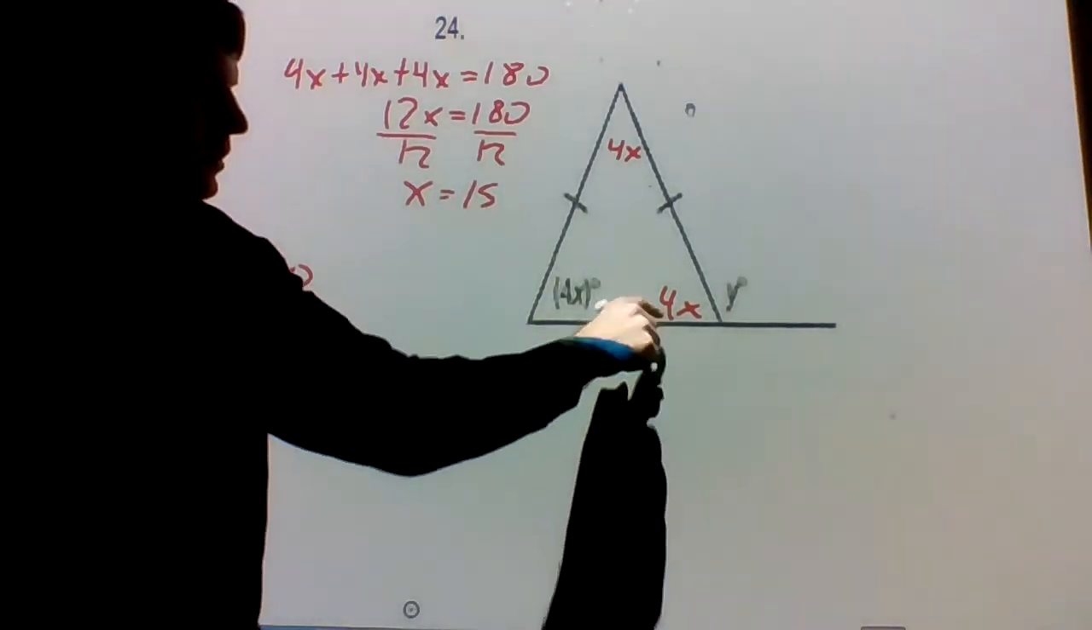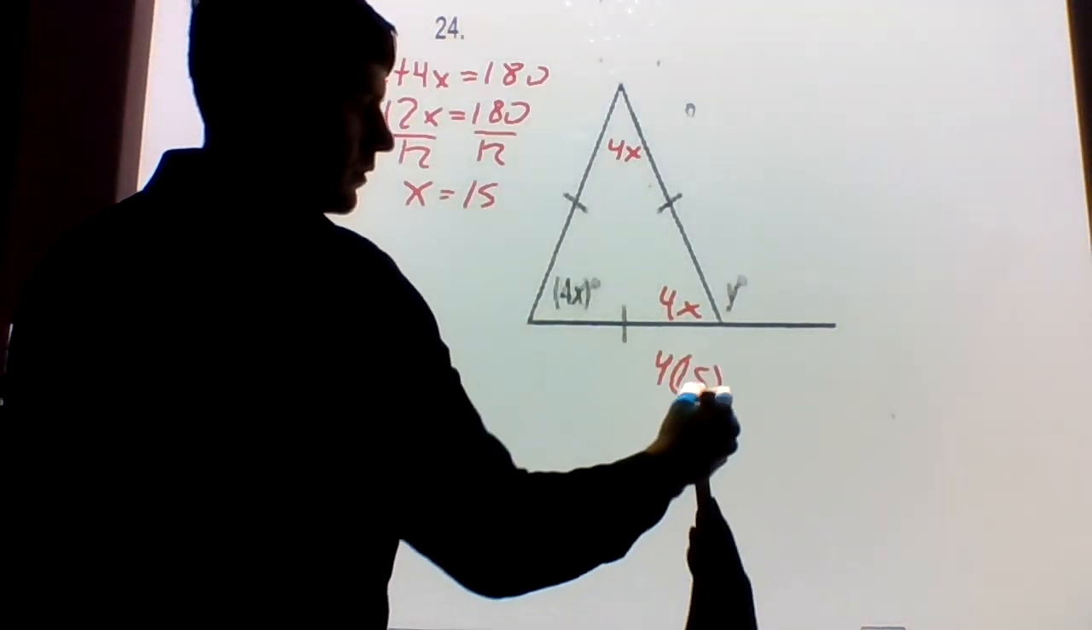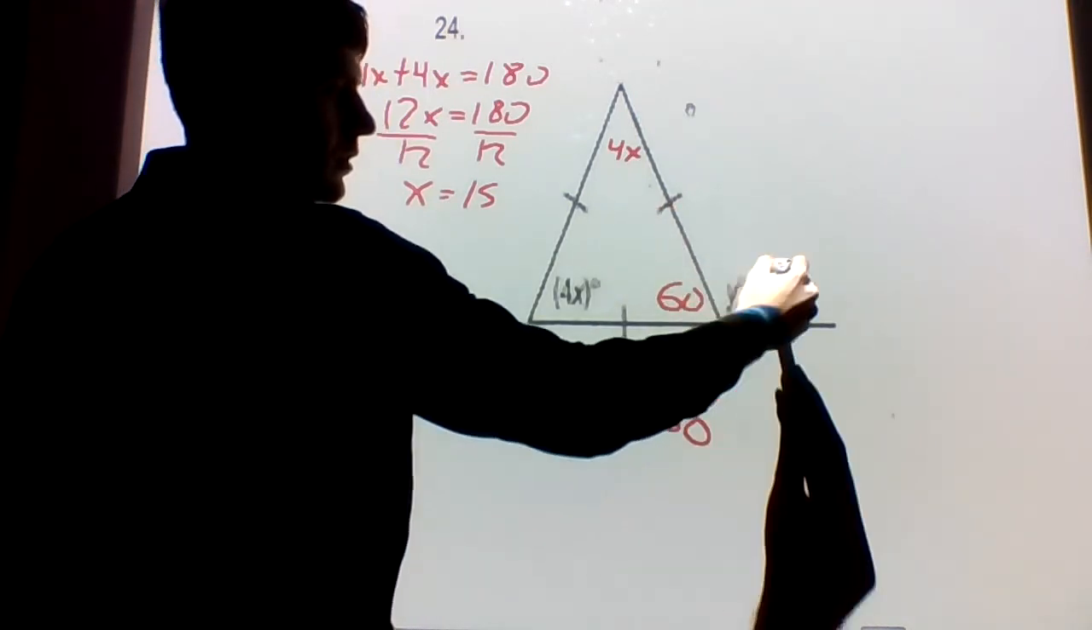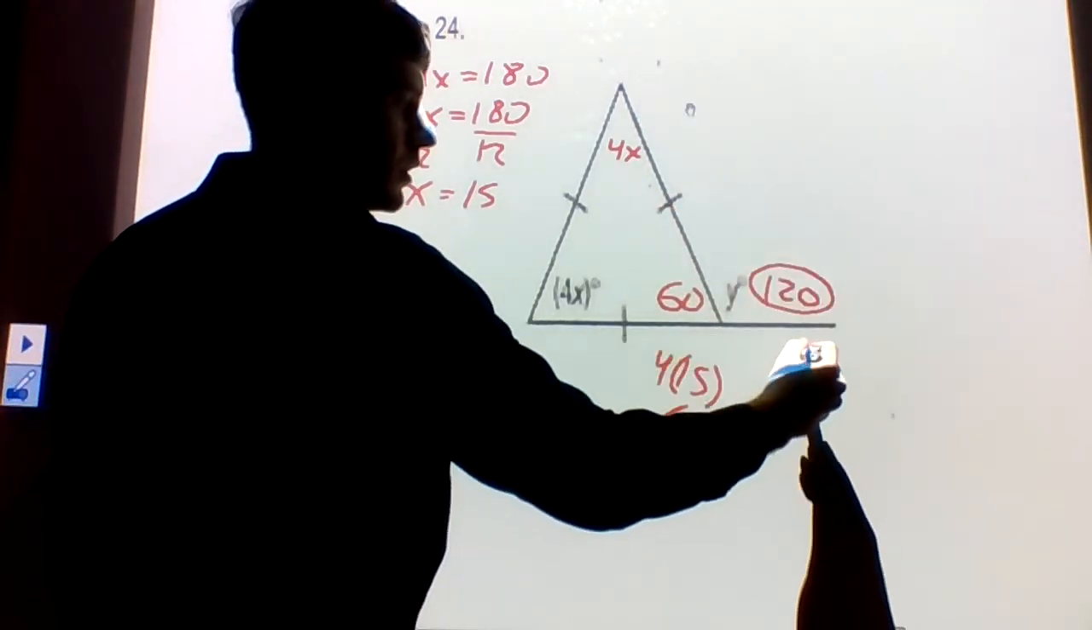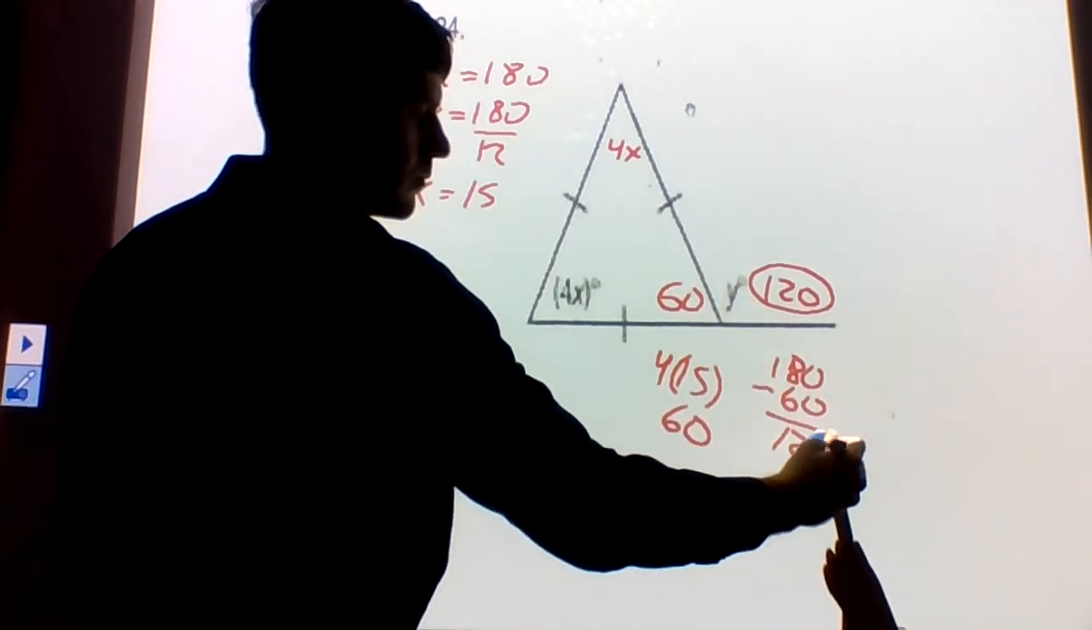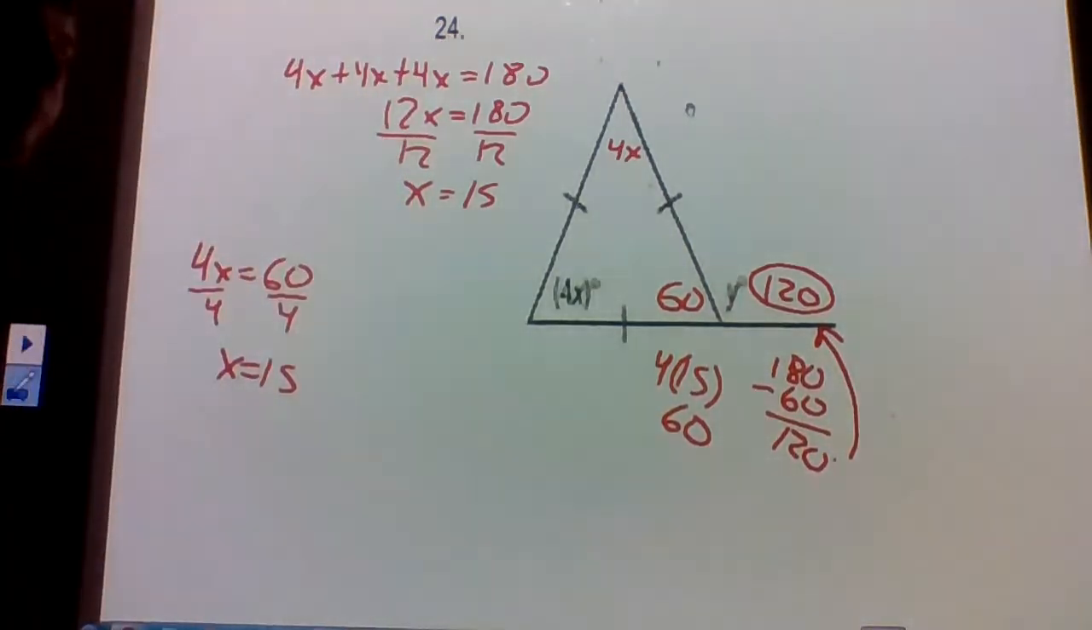Okay, so 4 times 15 is going to give us 60, right? So again, 60. And then this is a linear pair, so this is going to be 120, right? 180 minus 60 is 120. Okay, and I think that's it.